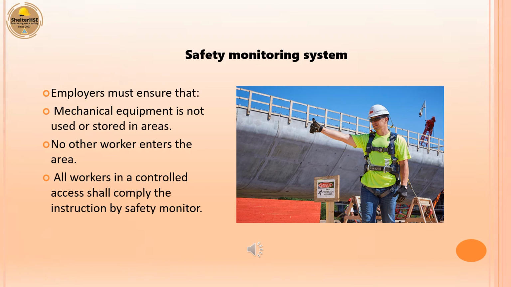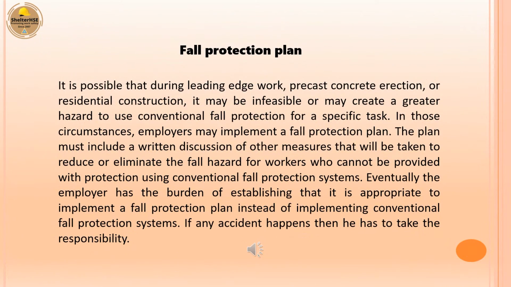It is possible that during leading-edge work, precast concrete erection, or residential construction, it may be infeasible or may create a greater hazard to use conventional fall protection for a specific task. In those circumstances, employers may implement a fall protection plan. The plan must include a written discussion of other measures that will be taken to reduce or eliminate the fall hazard for workers who cannot be provided with protection using conventional fall protection systems.